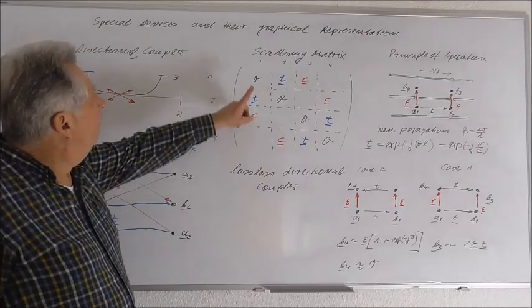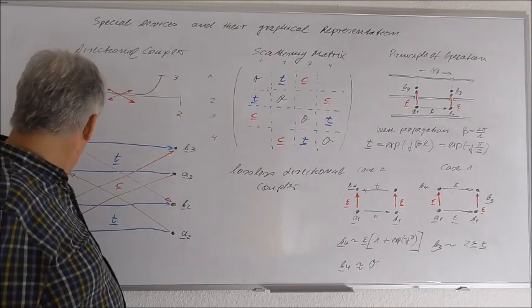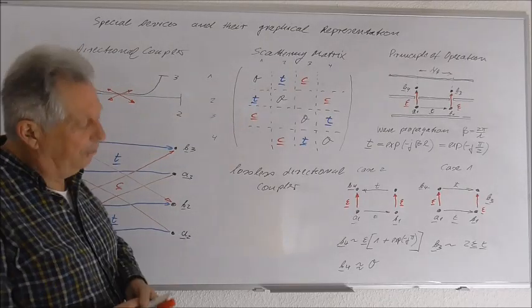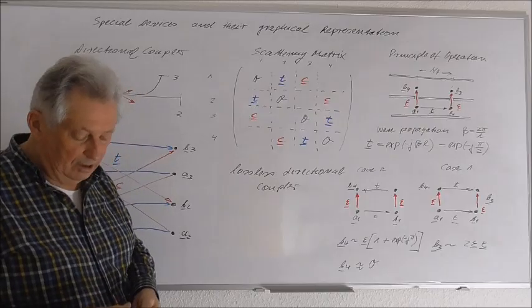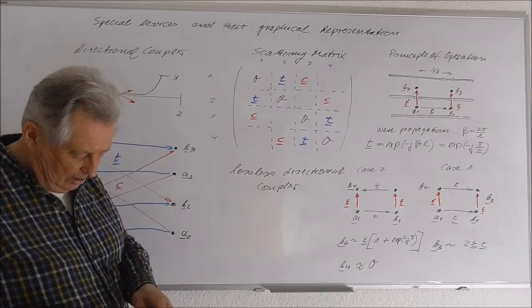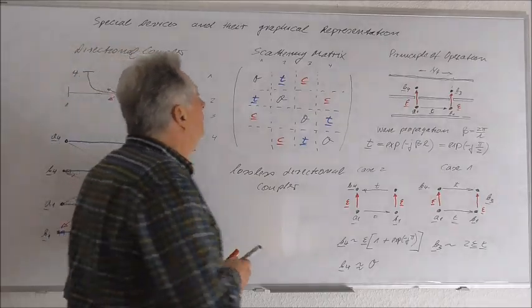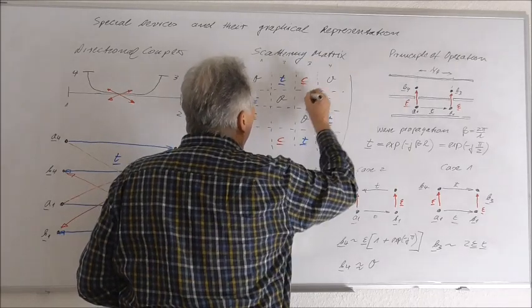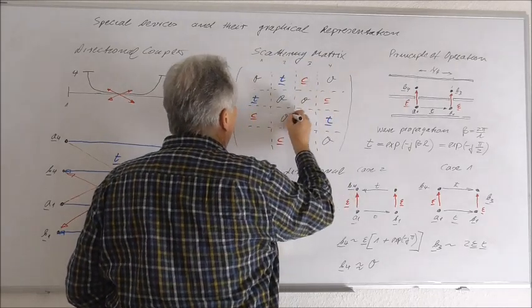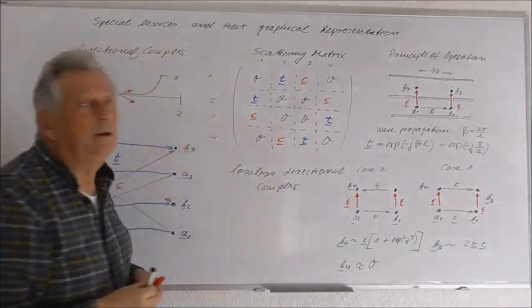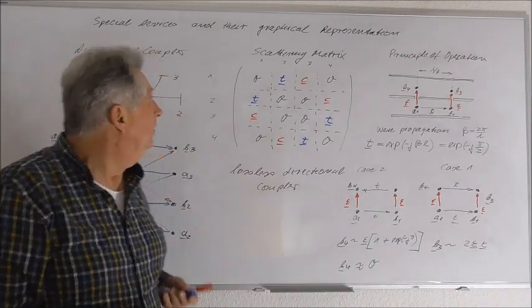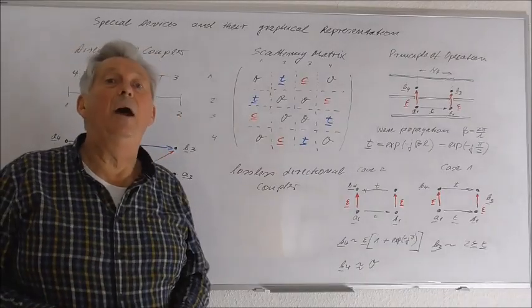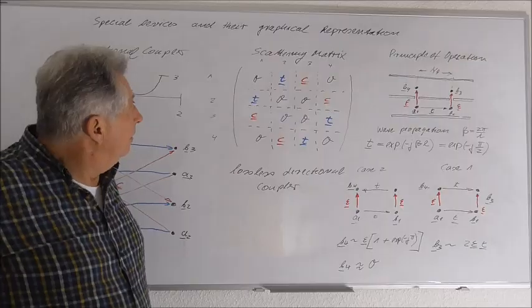And we will have, for example, no coupling from port 1 to port 4, which is normally called the isolation. And we can here insert a 0, here insert a 0, here and here. So this is essentially the scattering matrix of an ideal directional coupler.